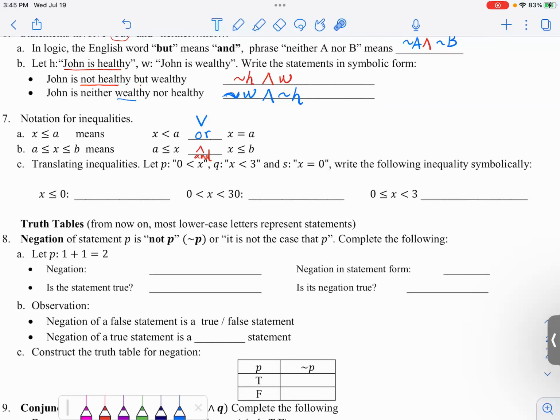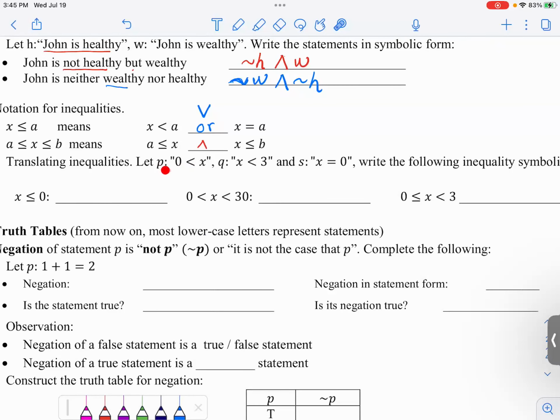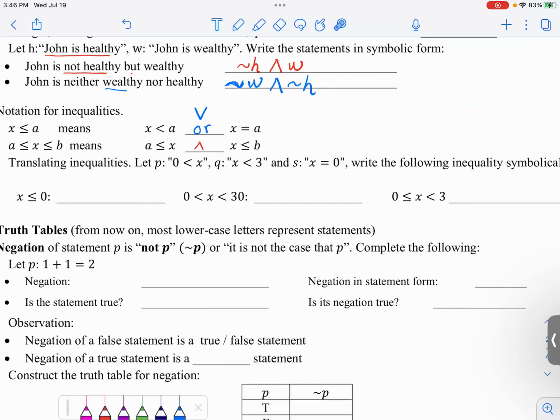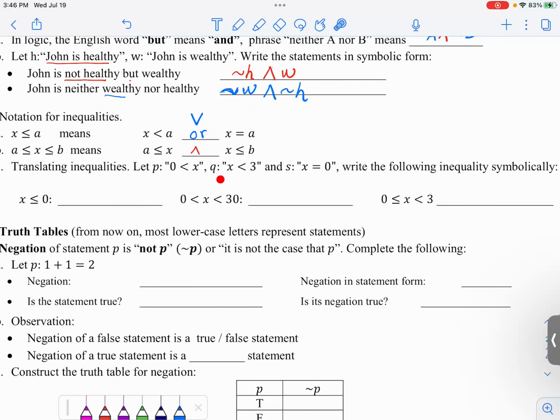Okay, exercise. Let P be 0 less than x, or x greater than 0. So P is this statement, Q be this statement, x less than 3, and S be x equals 0. Let's write the following inequality symbolically using the letters just defined here. So this is saying x less than or equal to 0, right? So that means x is less than 0 or x is equal to 0.